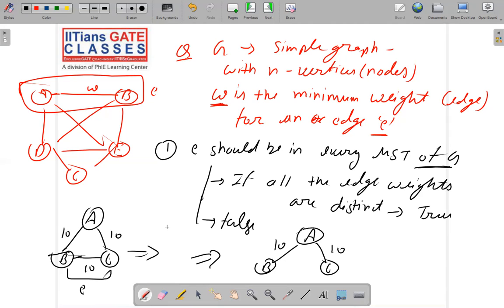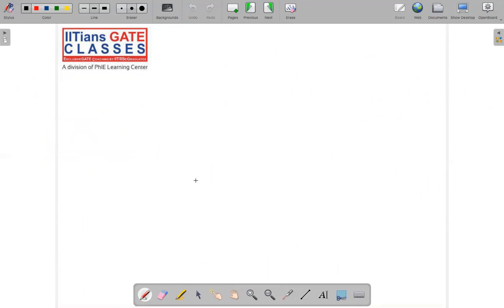If two edges are part of a cycle and those edges have minimum weight, one won't be part of the minimum spanning tree. So this statement is true only if E should always be part of the MST. This is true only if the edges are distinct. Else, it will be false.